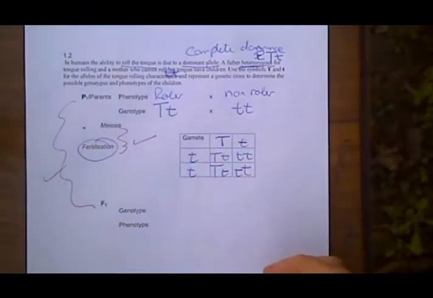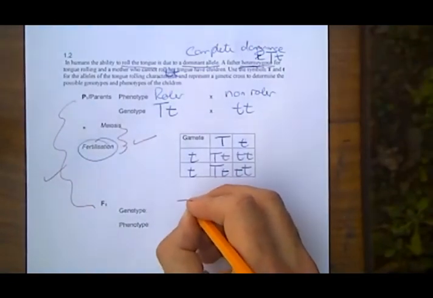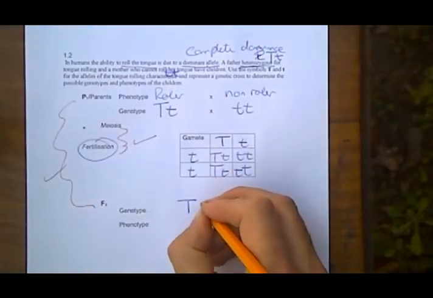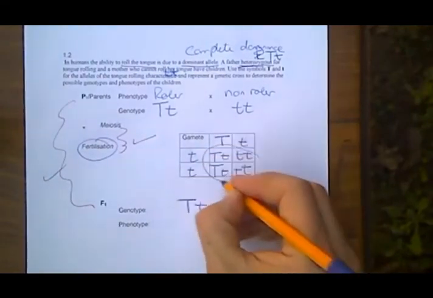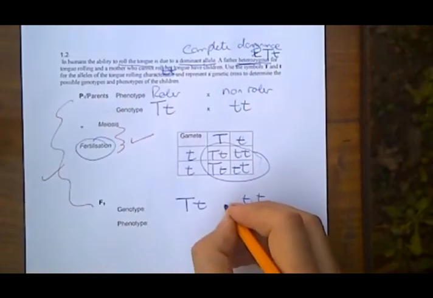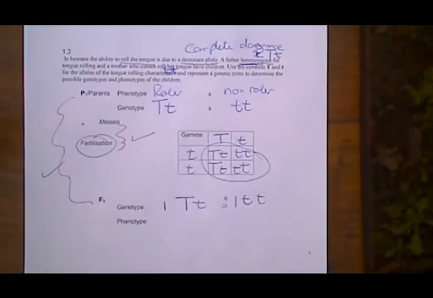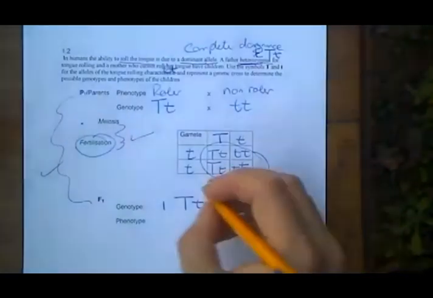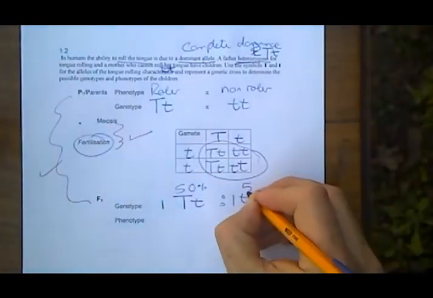And so what do we have here? Our genotypes are capital T, small letter T, or small letter T, small letter T. Those were the only two types I had. Ratio is 1:1. And because the ratio is 1:1, we can also say that it is a 50% capital T, small letter T or a 50% small letter T, small letter T.